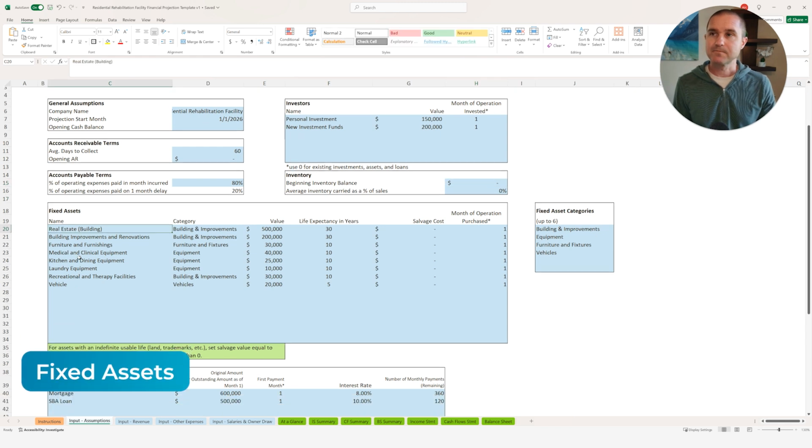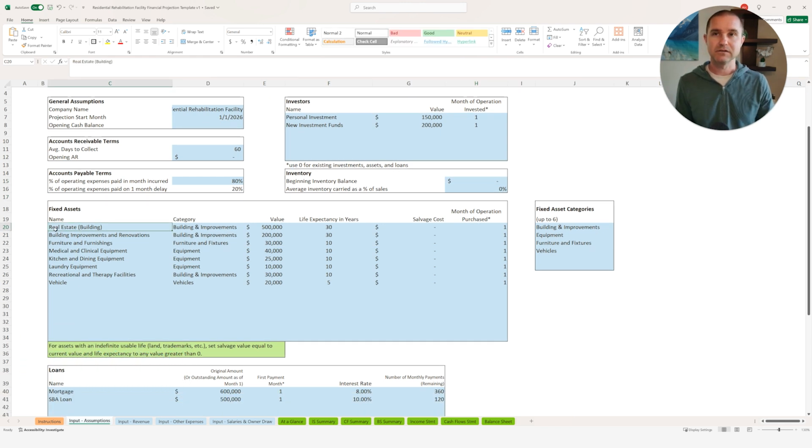Now, for fixed assets here, let's say that we are either buying or constructing a building. In this case, we're going to buy a building for $500,000. Then we're going to have improvements and renovations of $200,000 to get the facility ready.